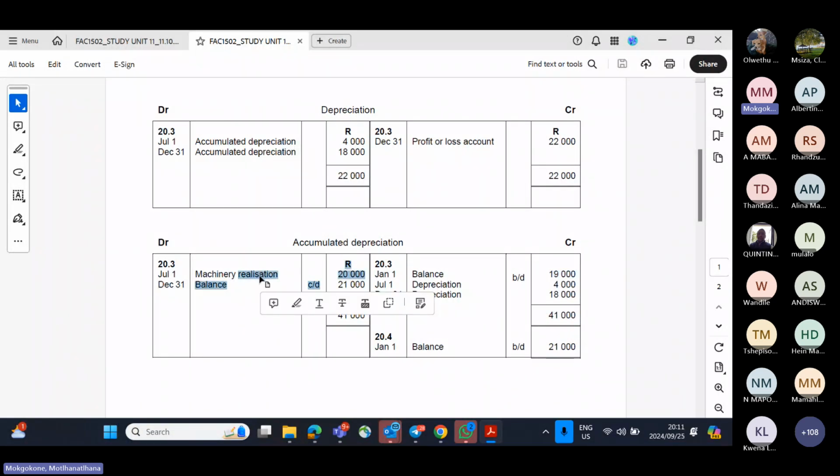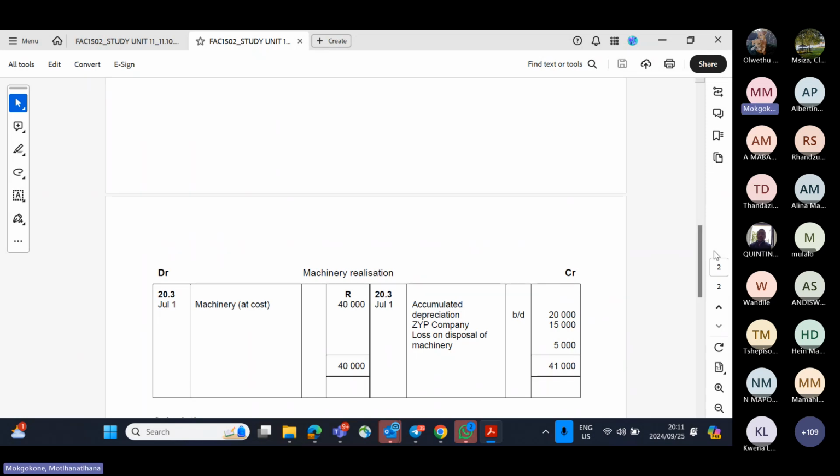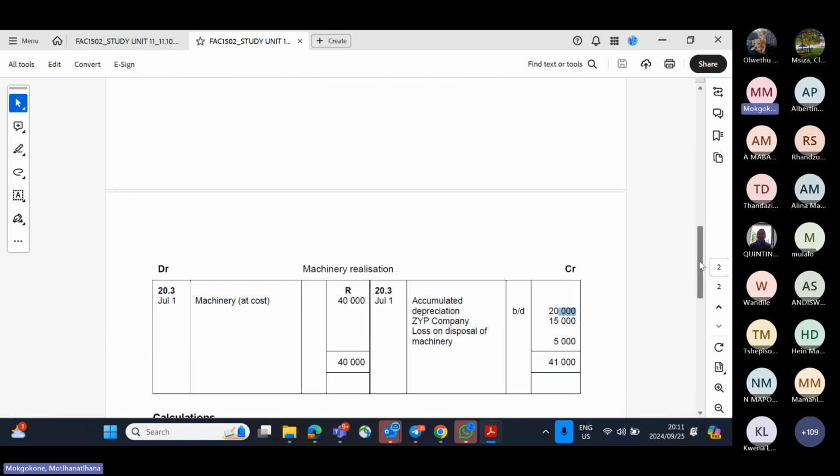Then we take the 20,000 to the realization account, which is given here. This is the 20,000 that I'm talking about, because we said to take out the total accumulated depreciation of the assets that were disposed of, from the date purchased until the date sold, to the credit side of the realization account.